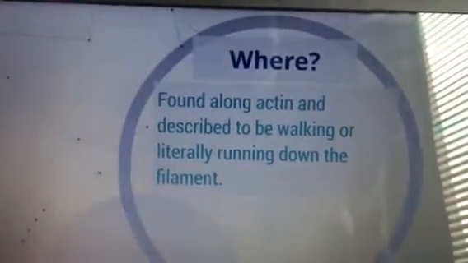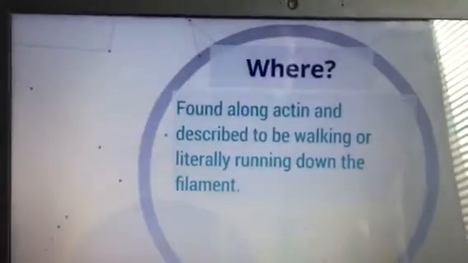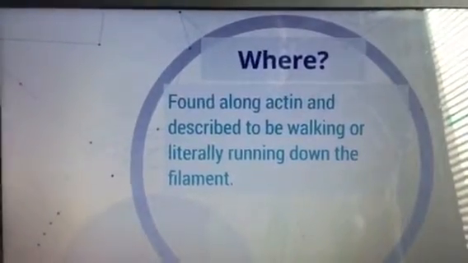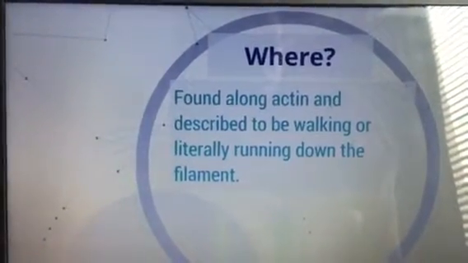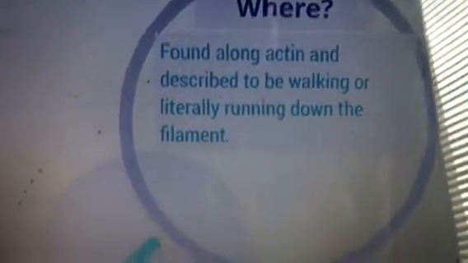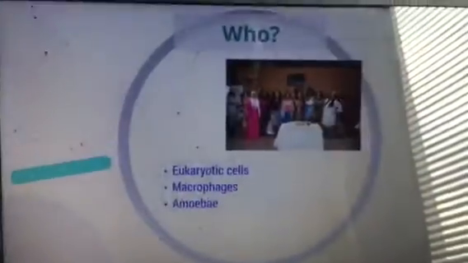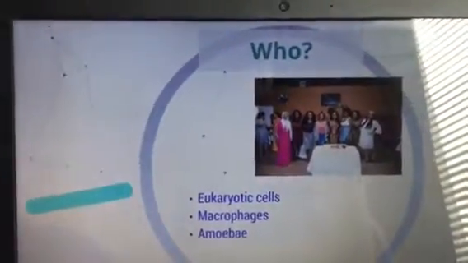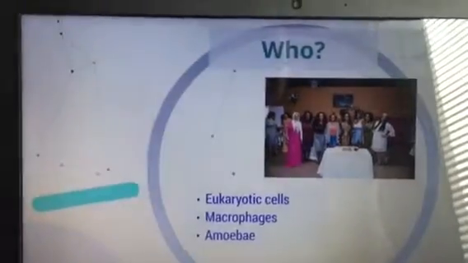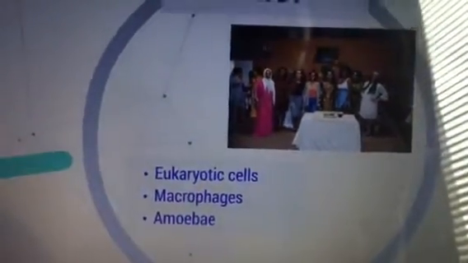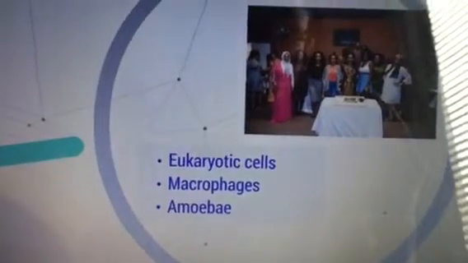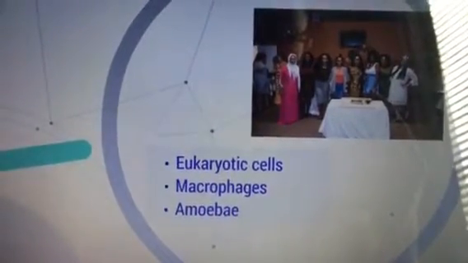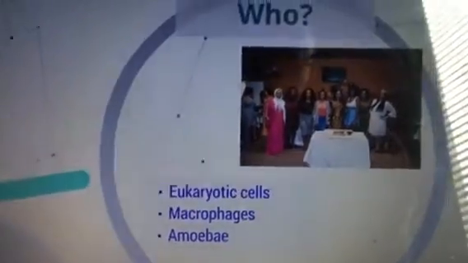Okay, so where are these proteins found? They're found along actin and described to be walking or running literally down the filament. So who has these proteins known as myosin? People, eukaryotic cells, organisms like macrophages or an amoeba.